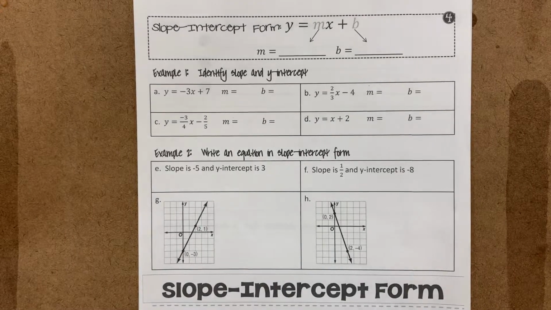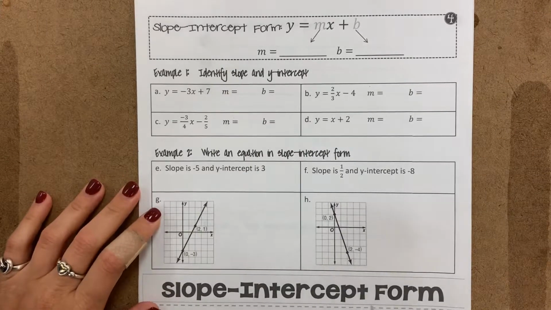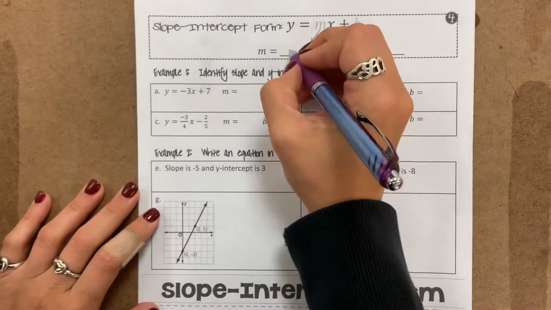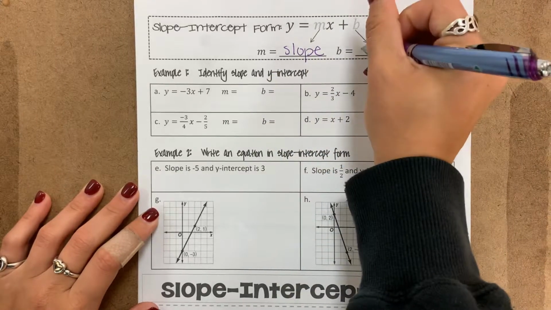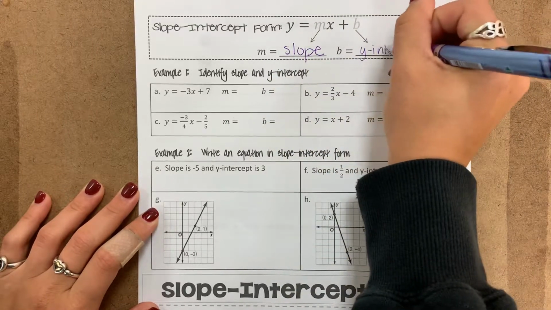Today we're taking notes on slope-intercept form. So you've seen this before. Slope-intercept form is y equals mx plus b, where m is the slope and b is the y-intercept.